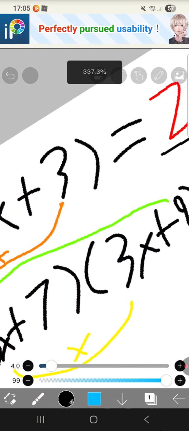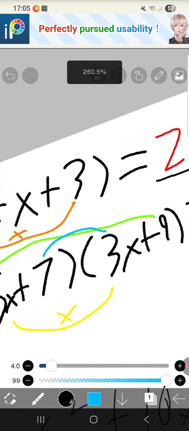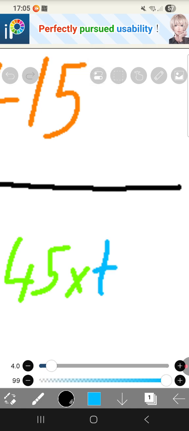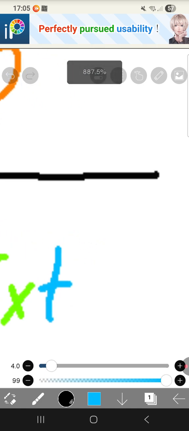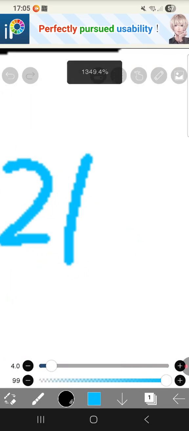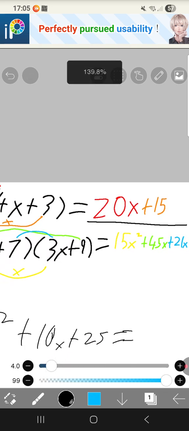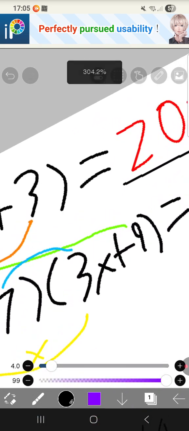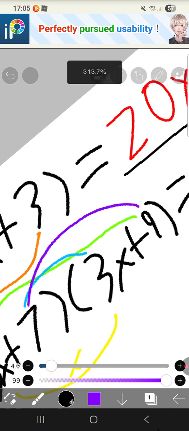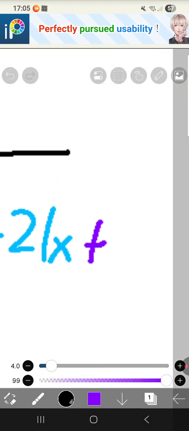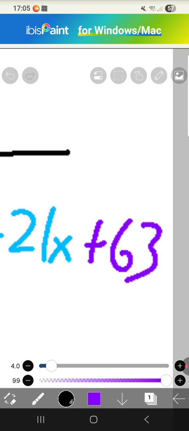Then we move on to 7 times 3, which is 21. Yes, 21, and since 7 has no x but 3 has an x, it's x. And then we do 7 times 9, which is 63.